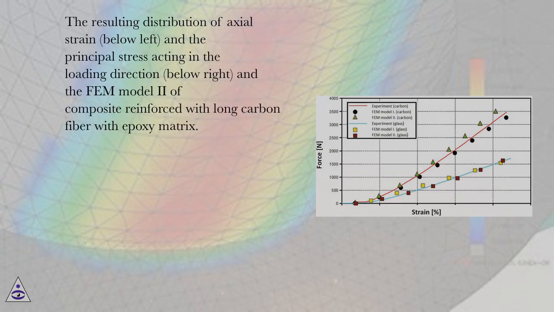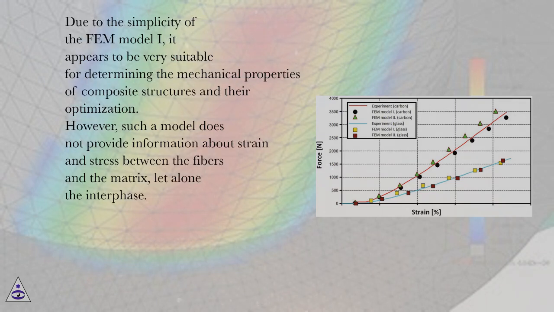The resulting distribution of axial strain, below left, and the principal stress acting in the loading direction, below right, of the FEM model 2 of composite reinforced with long carbon fiber with epoxy matrix. Due to the simplicity of the FEM model 1, it appears to be very suitable for determining the mechanical properties of composite structures and their optimization.